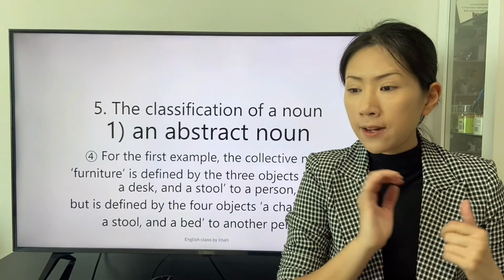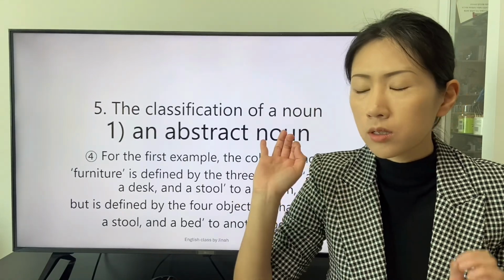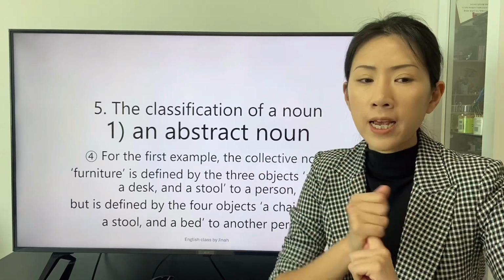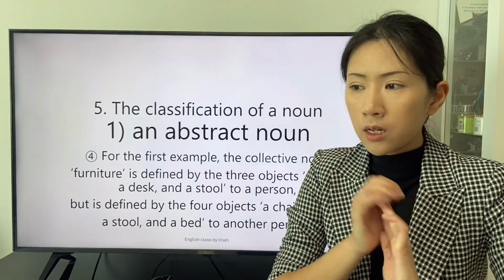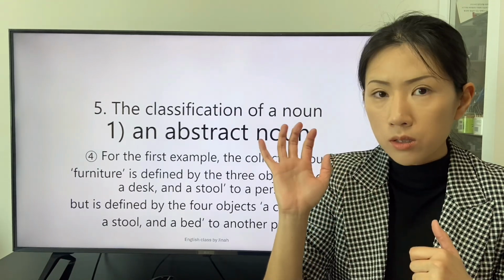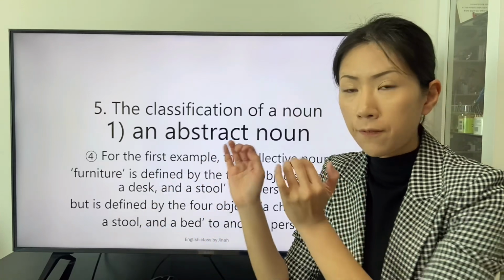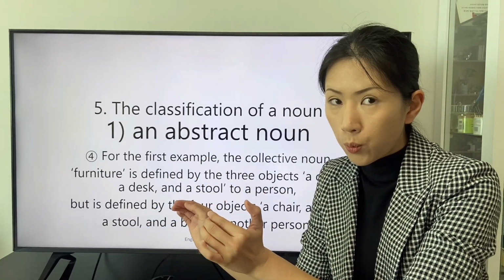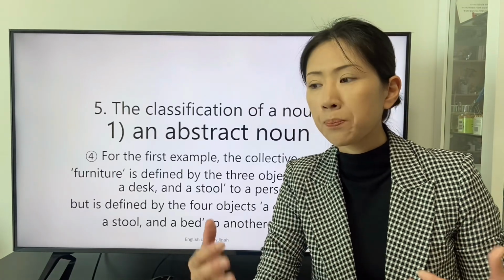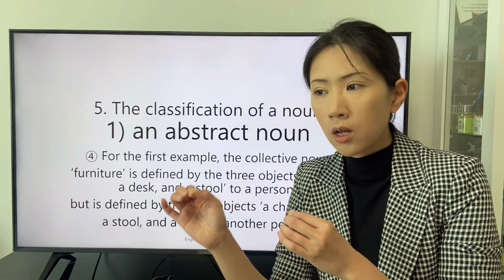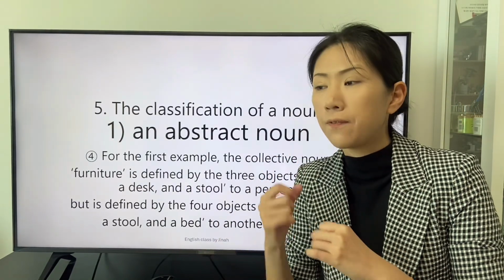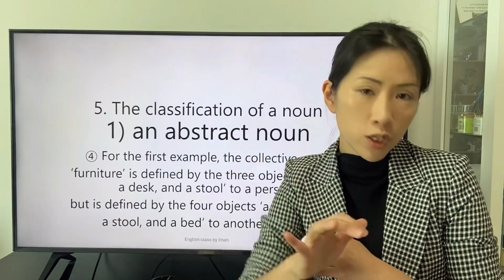The other person can define the noun furniture with a chair, a desk, a stool, and a bed. Each person defines the collective noun furniture with their own definitions, and the distinctive definitions by each person are accepted to define the collective noun furniture.